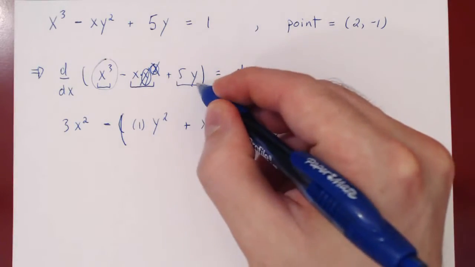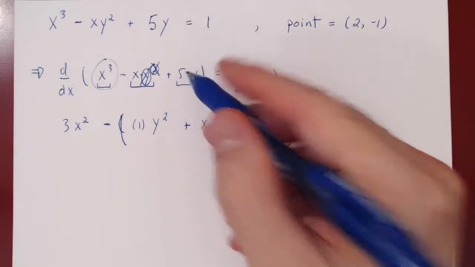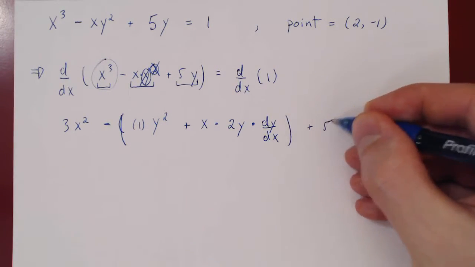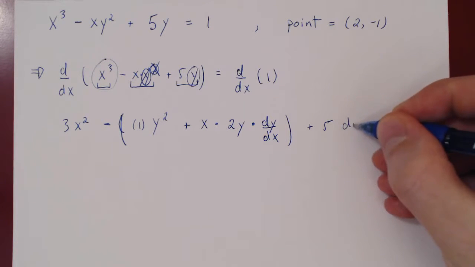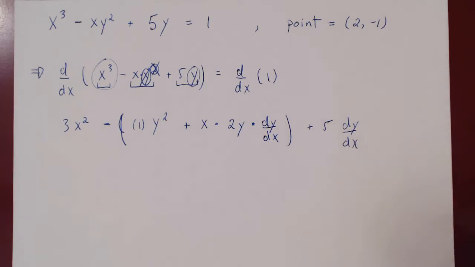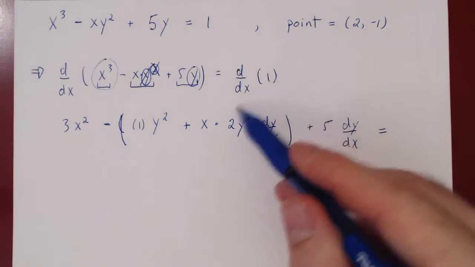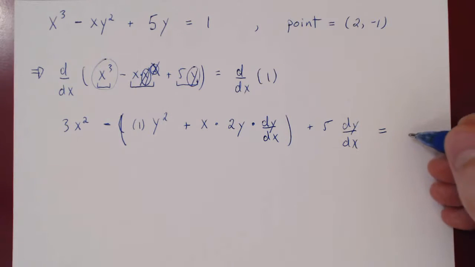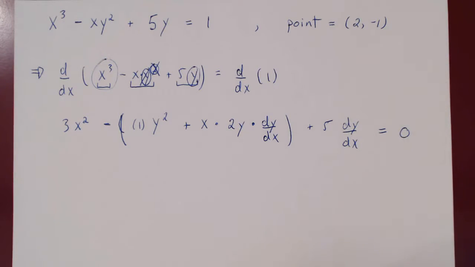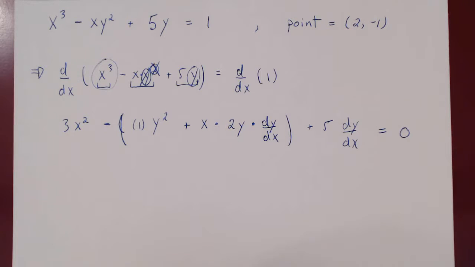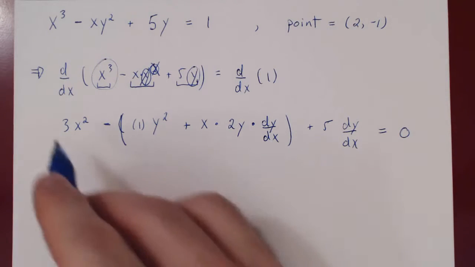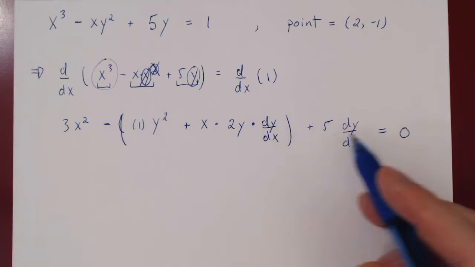Plus the derivative of this function, well, 5 is a constant multiple, so it stays there, times the derivative of y with respect to x. Again, that simply is dy over dx. And that equals the derivative of 1 with respect to x, 1 is a constant, the derivative of a constant is equal to 0. Now we have differentiated, and if you look, there's a dy over dx here and a dy over dx here. So we have to regroup. Well, let's distribute the negative sign over the sum of two terms.